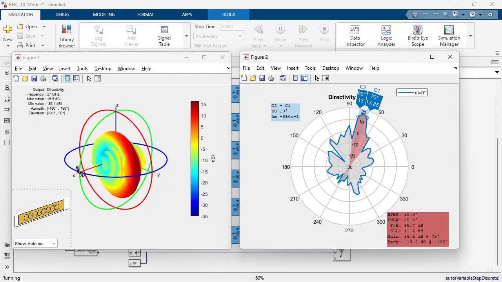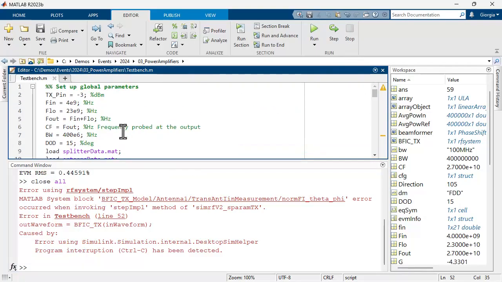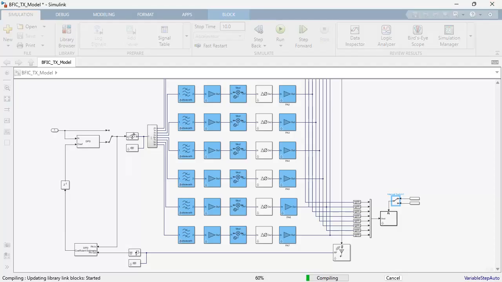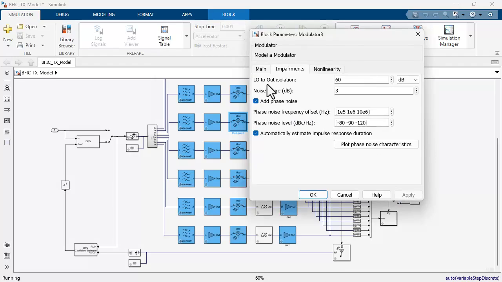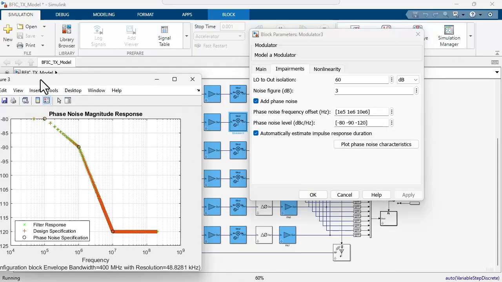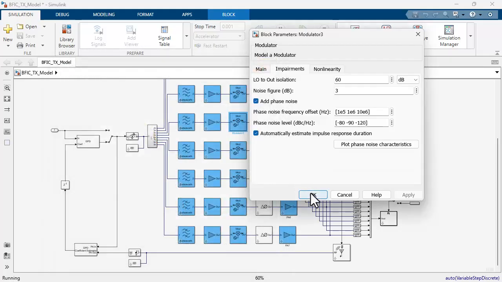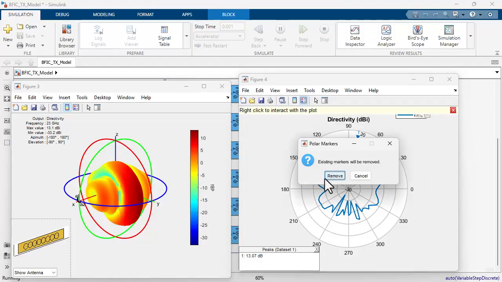Let's stop the simulation and change the observation frequency. So rather than looking at 27 gigahertz, I'm now going to plot the pattern at 23 gigahertz. So I'm probing the instantaneous voltages at 23 gigahertz. This is the characteristics of our modulator with the finite and low isolation as well as the phase noise. We can also plot the phase noise characteristics just to show that there is something more than just a single tone coming out at 23 gigahertz, just to make an example. And when we plot, we can actually verify where the beam is pointing and what the EIRP is as well.